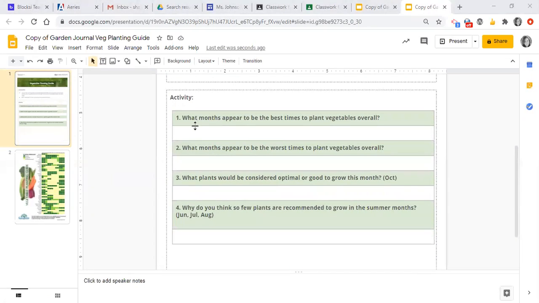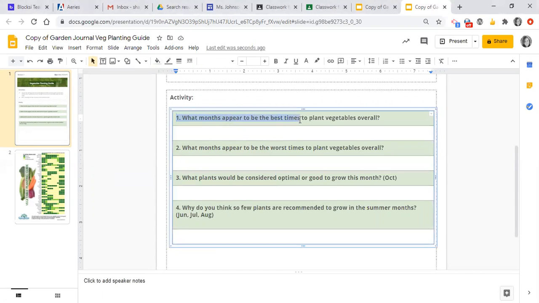Okay, so before we look at the chart, let's take a second. Let's just do each question one by one. And I want to hear what you guys have to say by sharing in the chat what you got. So for number one, it says, what months appear to be the best times to plant vegetables overall? And remember that this planting guide that we're looking at is for Southern California specifically. So what were some of the months that you guys found?